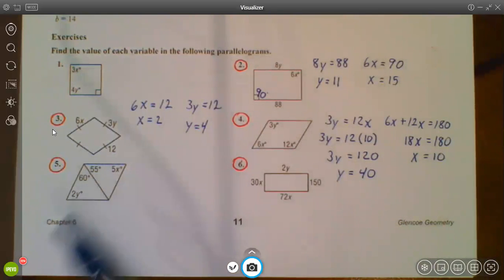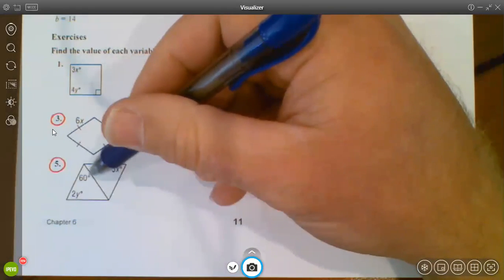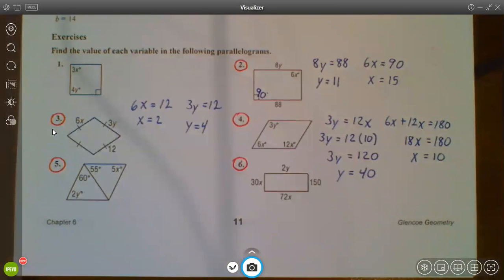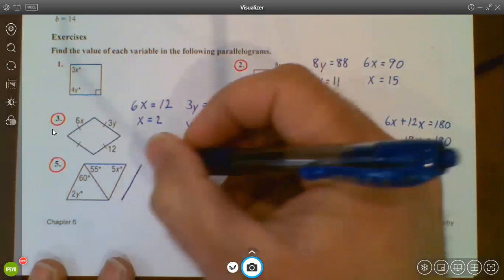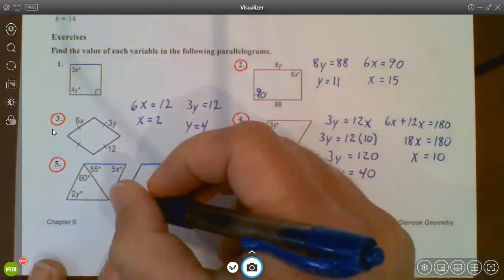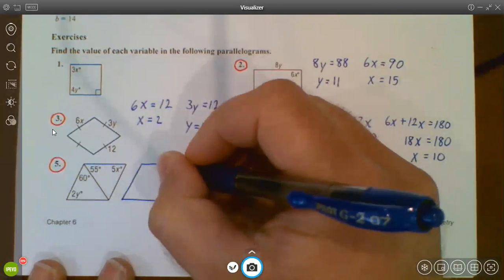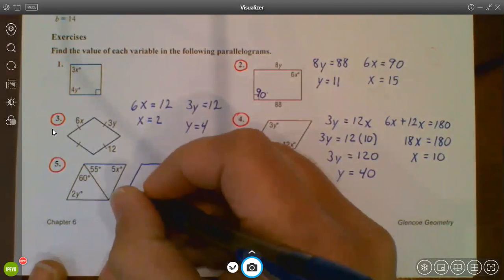Let's jump down to number 5 here. Guys, what you're seeing on number 5 is they obviously drew in a diagonal, right? So if they drew in this diagonal, it sort of makes the shape a little more unclear when I have diagonals involved. So what if we drew the shape without the diagonal? What would our numbers look like? I mean, this is still 5x. And this is still 2y.